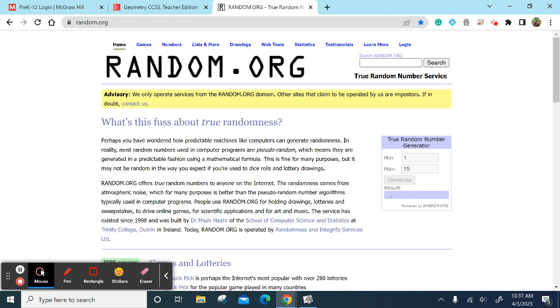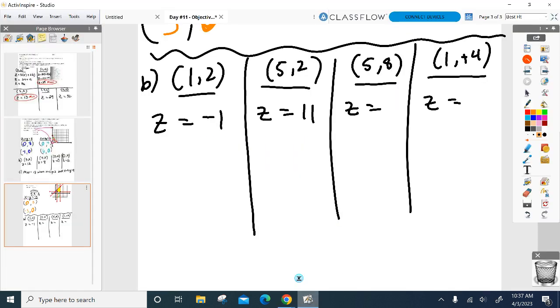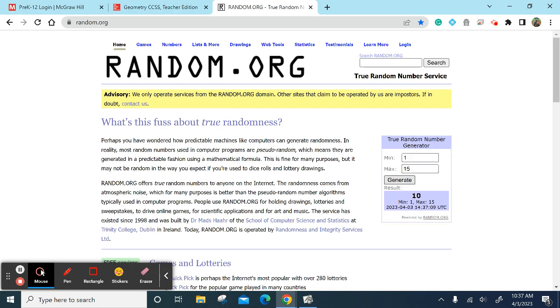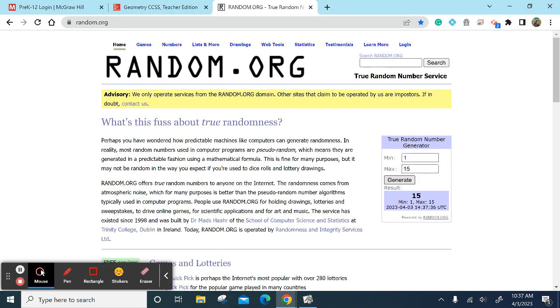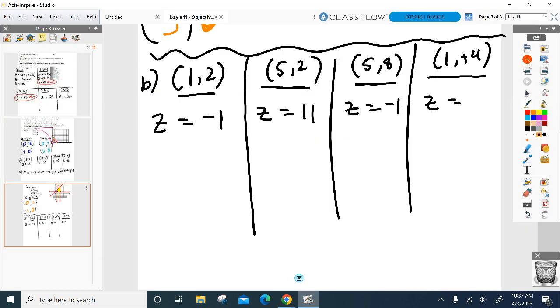How about 5, 8? Plug in 5 and 8 into the Z function. You got your Z function, 5 and 8. -1, good. And then how about 1, 4, everybody? -5.